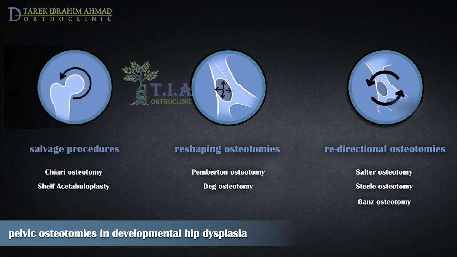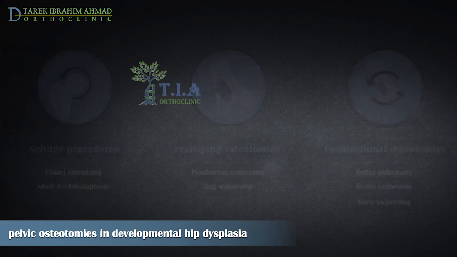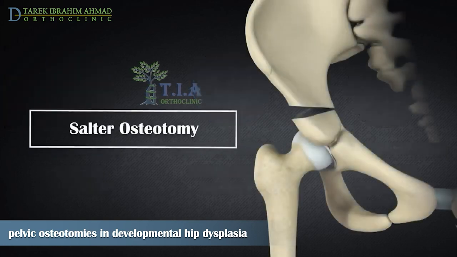The choice of pelvic osteotomy depends on the age of the child, the type of dysplasia and the status of the triradiate cartilage. In general, if a concentric reduction is not possible by any described methods, salvage procedures are opted. Salter osteotomy.